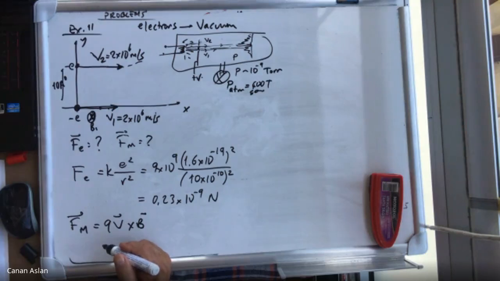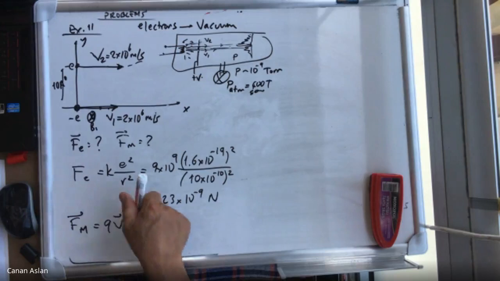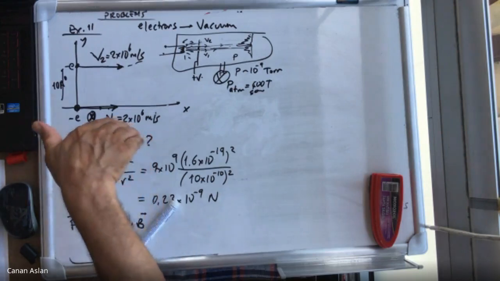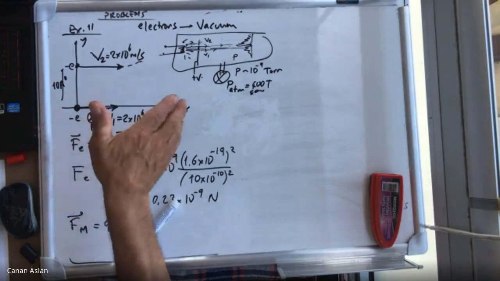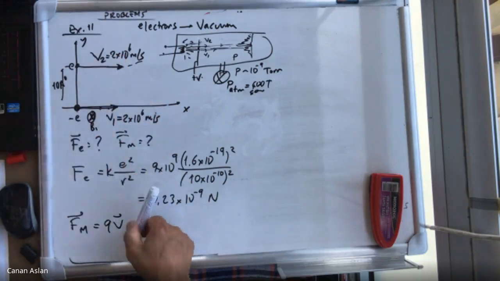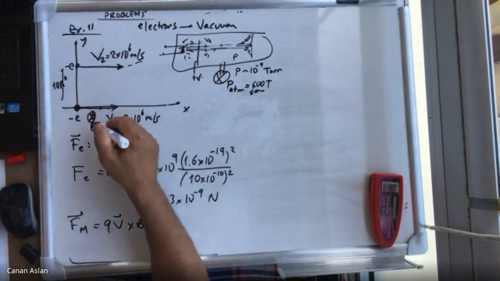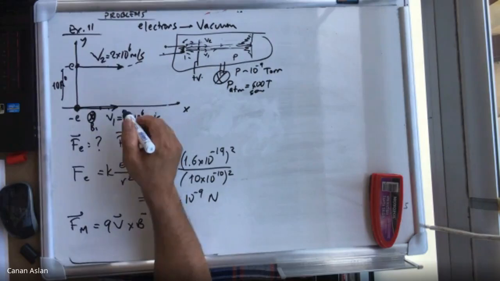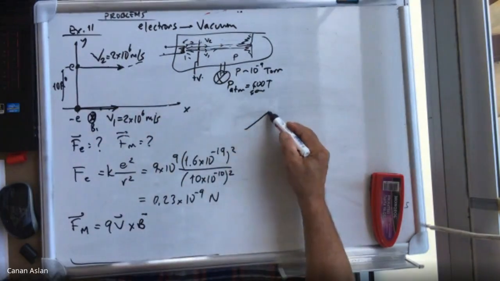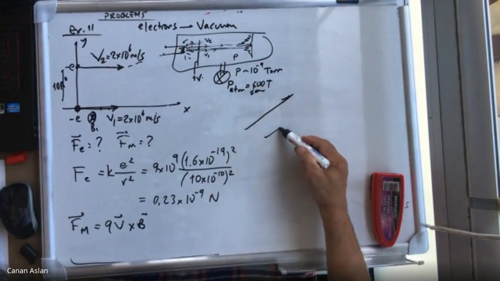If it is inside the page, then V cross B will be in the K direction. Let's do this. Let's do a perspective study, so that will be much better.